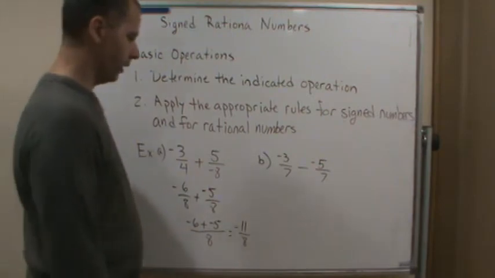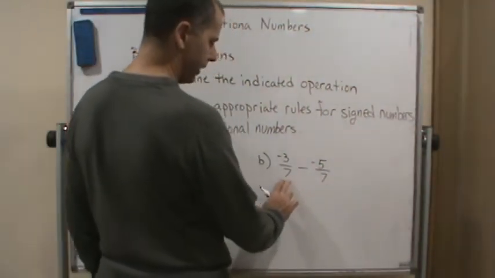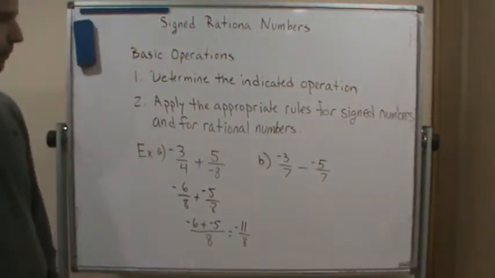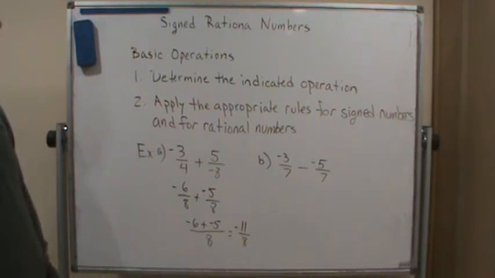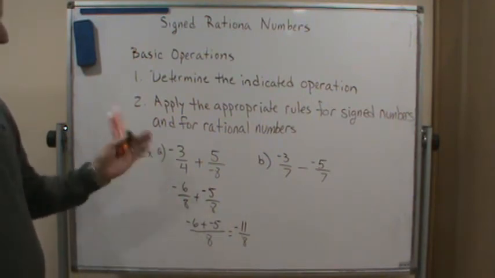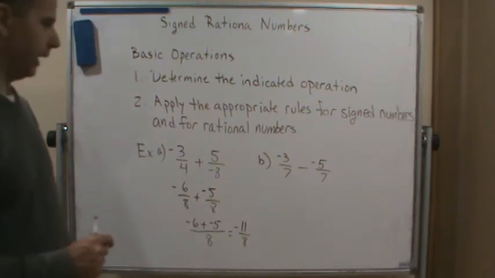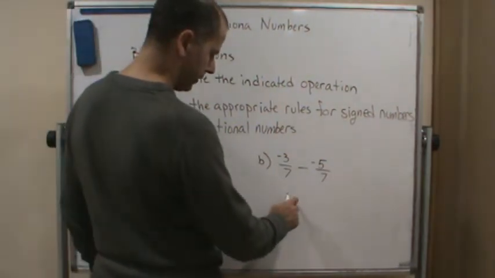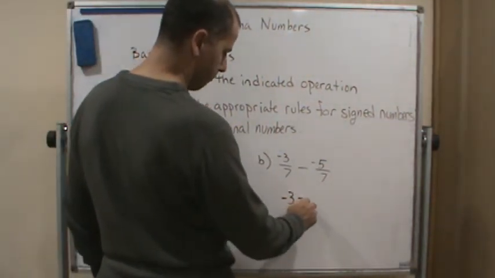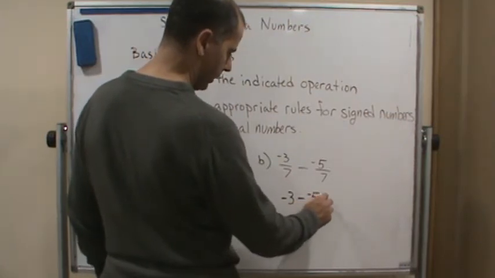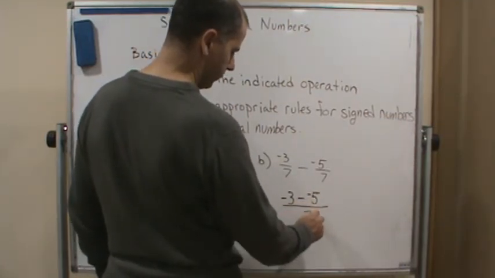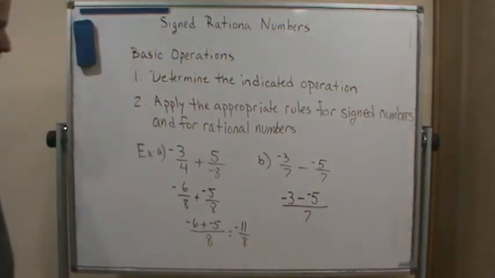Now, what about this one? Well, we've already got a common denominator, so we don't have to worry about that. Now, the other thing is, I'm going to put them together. Okay? So watch what I do. I'm going to write this as negative 3 minus a negative 5 over 7. Right? So all I did was combine the numerators, just like using the properties of fractions.